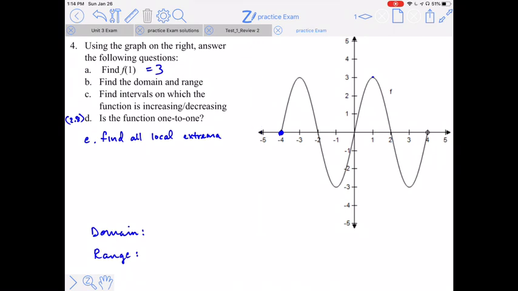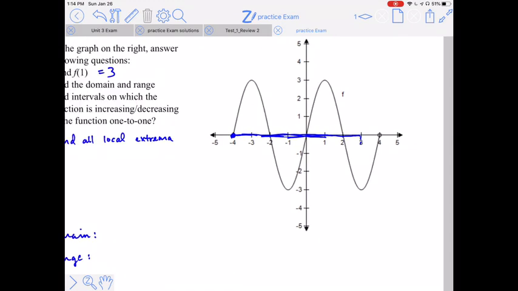The domain starts here at -4, and then it includes all of these x values here. All of these x values to the right of -4 are in the domain because at 3, for example, there's a point here, 3, -3, or here 1, 3, or -1, -3. All of those x values are in the domain because they have points on the graph. But it ends at 4. There are no x values beyond 4 that have points on the graph. So the domain is between -4 and 4.